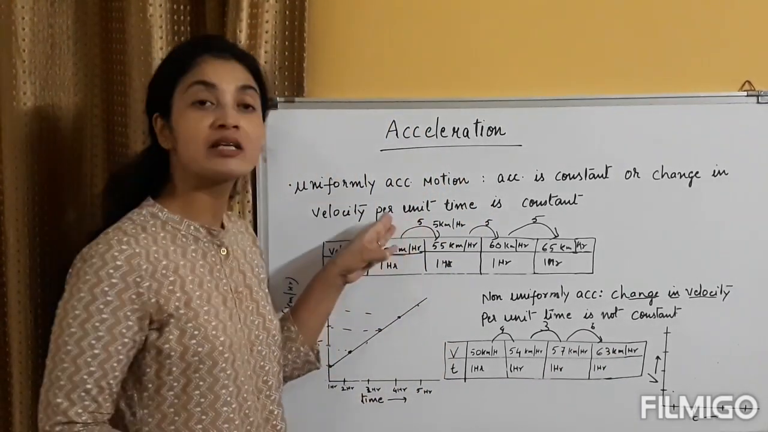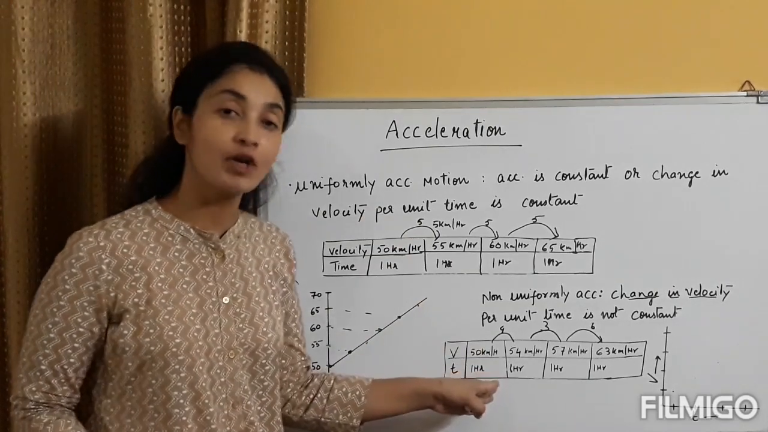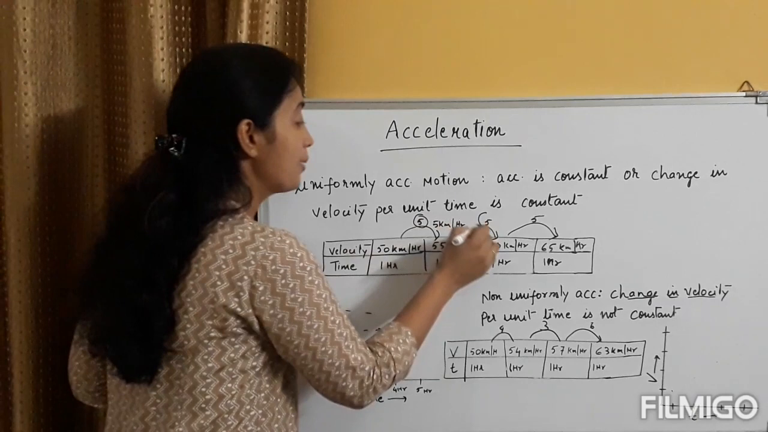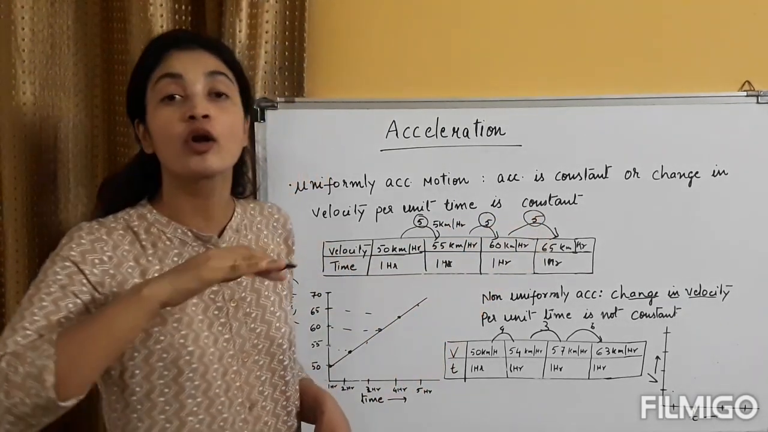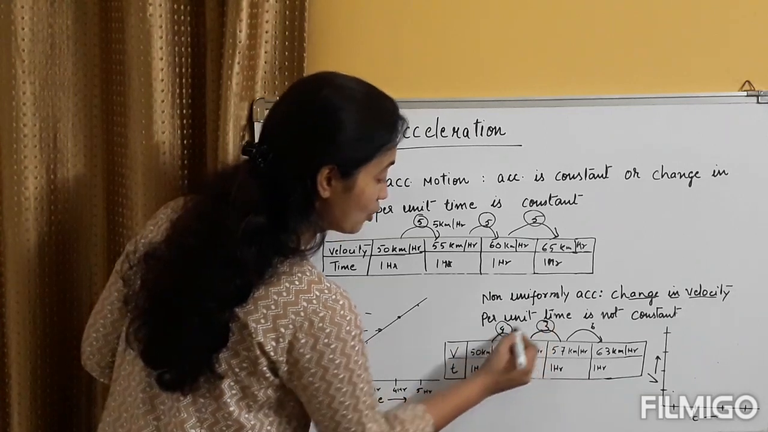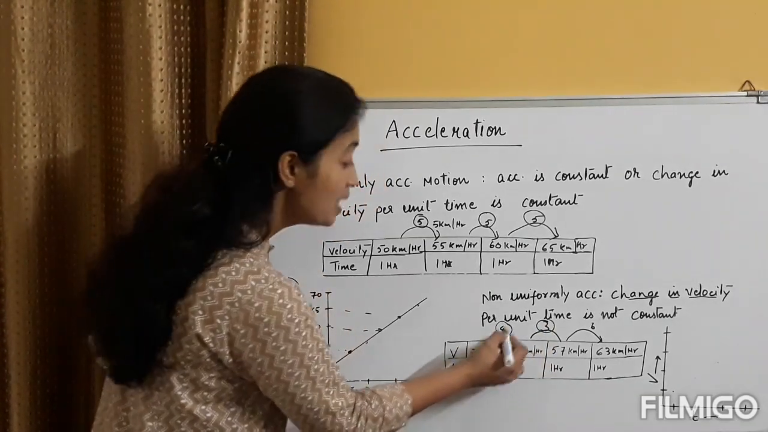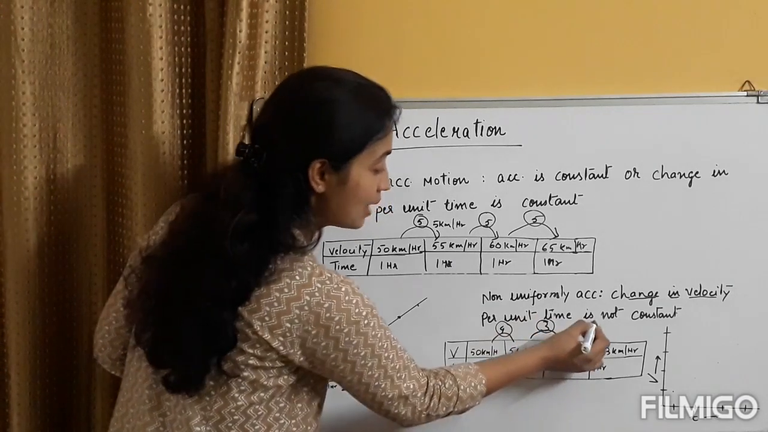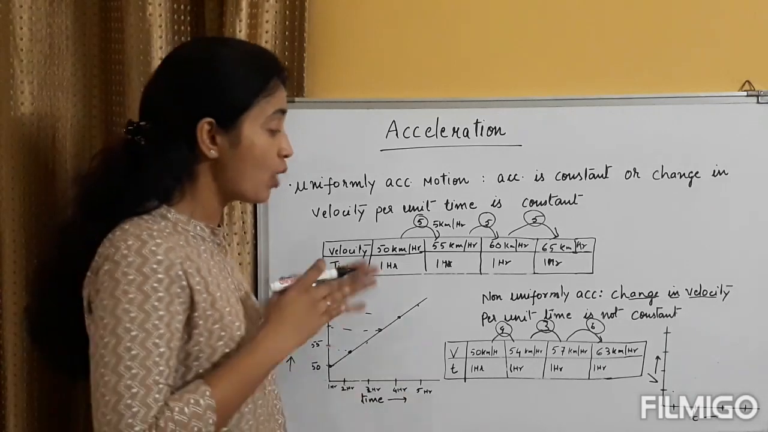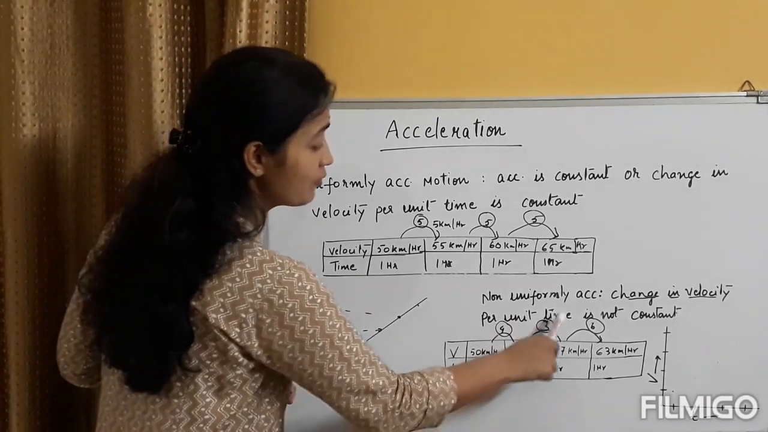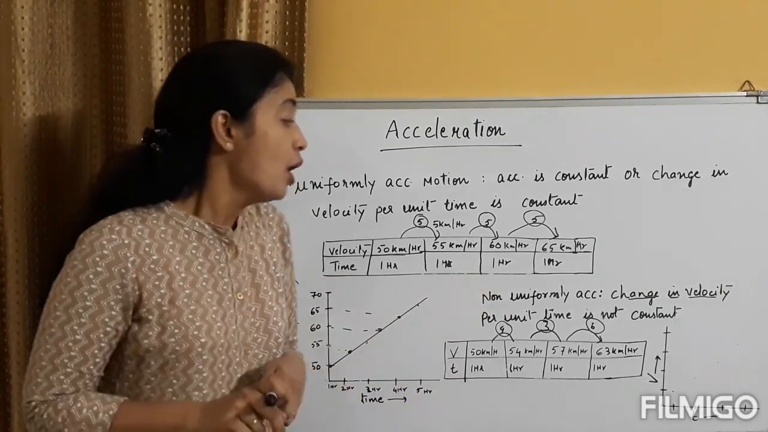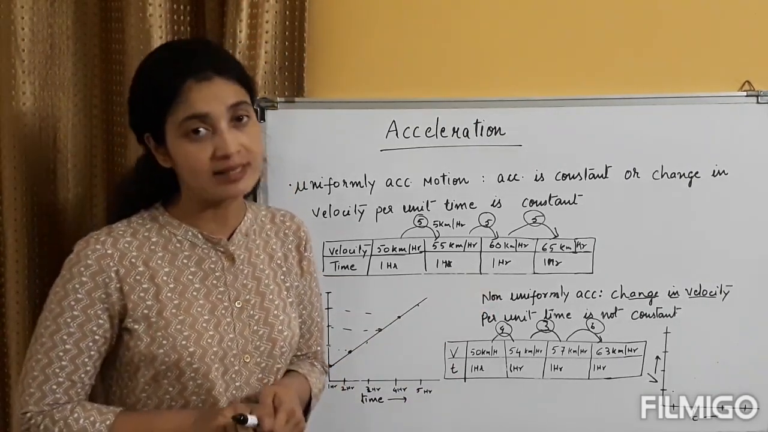Here also there is velocity change. Here also the velocity is changing. But what is the difference? Here the velocity is changing in equal or constant amounts. Here the velocity is changing in variable amounts. Sometimes it increased by 4, sometimes by 3, sometimes by 6, and sometimes it may even decrease. So the change in velocity per unit time is not constant. This type of acceleration is non-uniform acceleration.